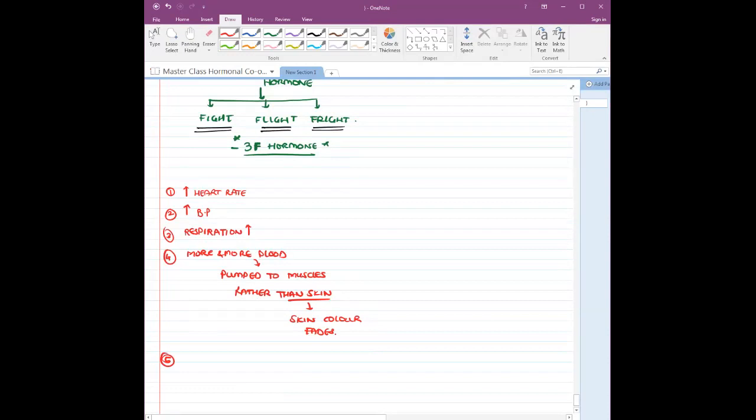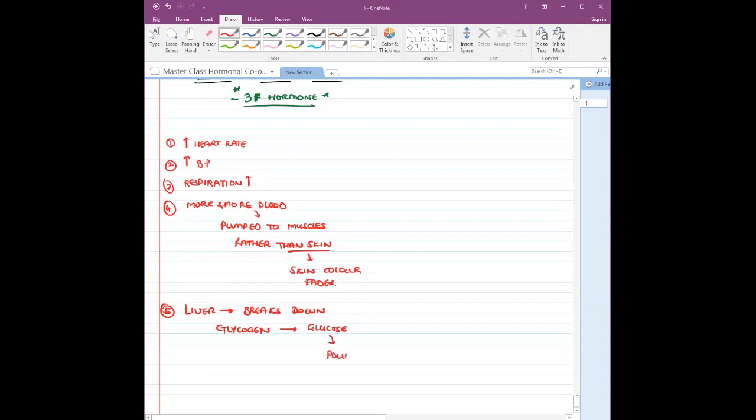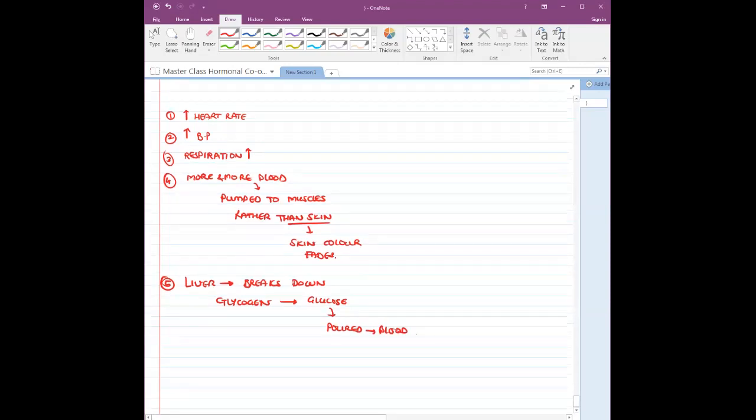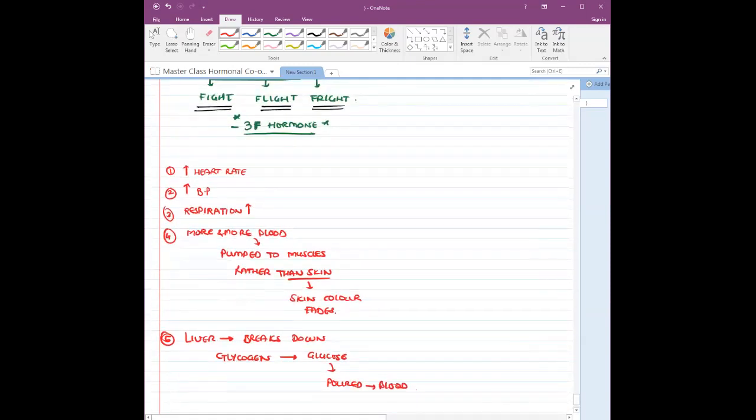Now, for fighting you are also going to require energy. Who is going to provide energy? It is going to be your liver. Your liver immediately breaks down glycogen, and when glycogen is broken, it is converted into glucose. The moment we have glucose, it is immediately poured into your blood, and now your blood glucose level also increases this way. So this is all what is going to happen with adrenaline, guys.